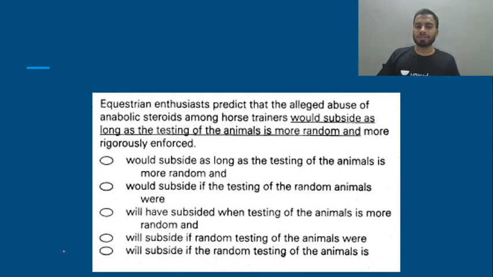Let's move on to a sentence correction question now. Equestrian enthusiasts predict that the alleged abuse of anabolic steroids among horse trainers would subside as long as the testing of the animals is more random and more rigorously enforced.